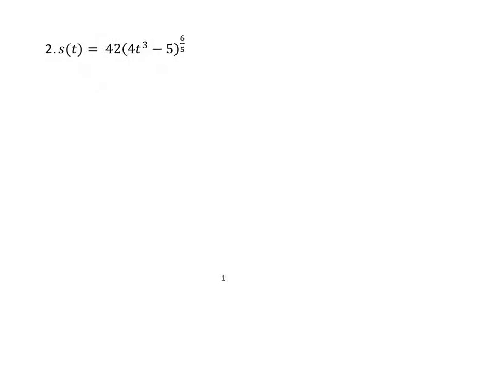So we are looking for s prime of t, and the first thing I'm going to do is identify the inside and the outside function. And so the inside function is what's inside the parentheses, and then the outside part of the function is what's being done to that inside function, and that of course means it's simply being raised to the 6/5 power. And keep in mind, the 42, once again, is simply a coefficient.